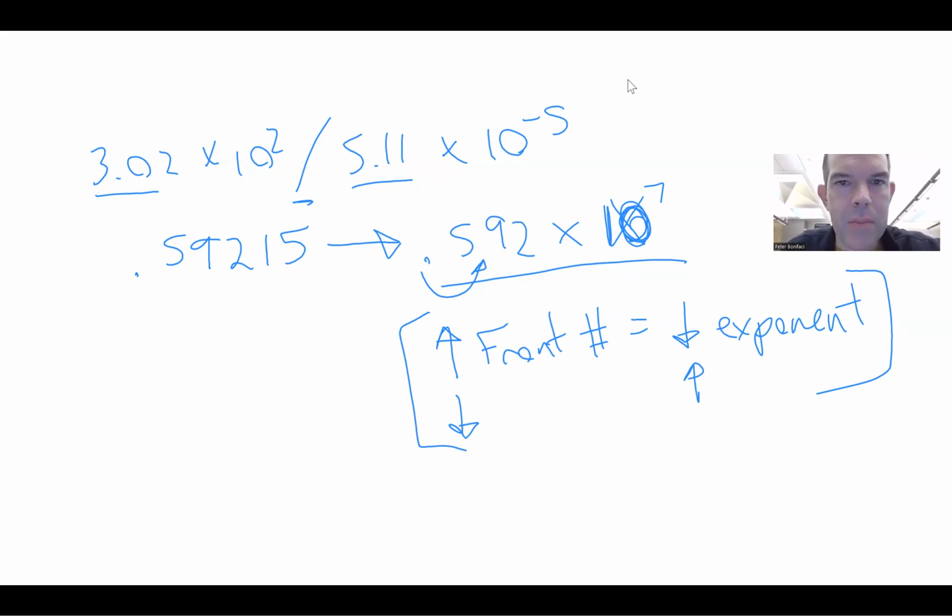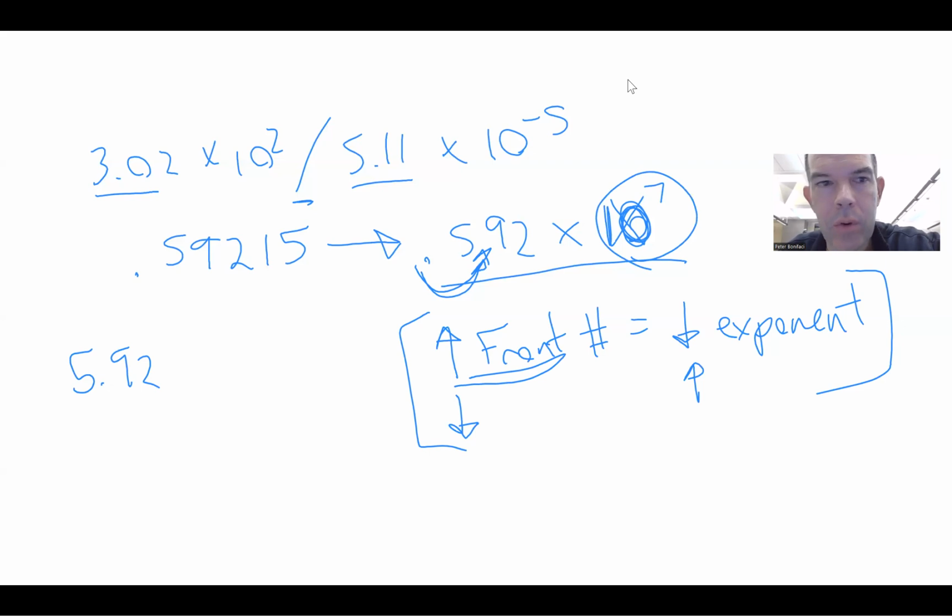So what that means is we're going to have to move this decimal one spot over this way. So that's going to end up being 5.92. We're going to move one spot, it goes from 0.5 to 5, so it gets bigger by one spot. That would be a bigger front number, which means your exponent needs to get smaller by 1. So it'd be times 10 to the 6. And these two things are equal to each other: 0.59 times 10 to the 7 is equal to 5.92 times 10 to the 6.